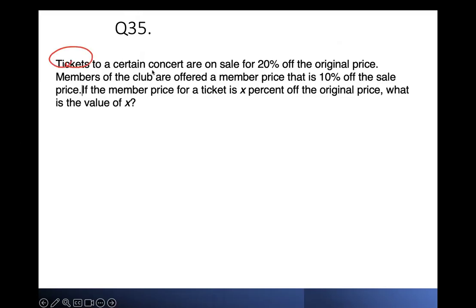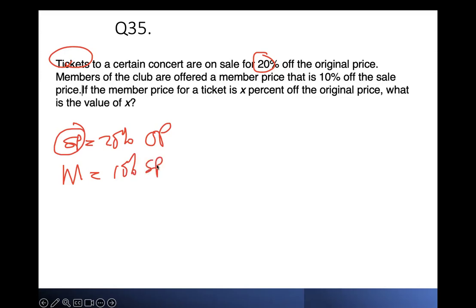There's a ticket to a certain concert that is on sale, right? The sale price is 20% off the original price. The members of a club are offered 10% off the sale price. Of this new sale price, you get 10% off. If the member price for the ticket is x% of the original price, what is x? I don't know the original price either.